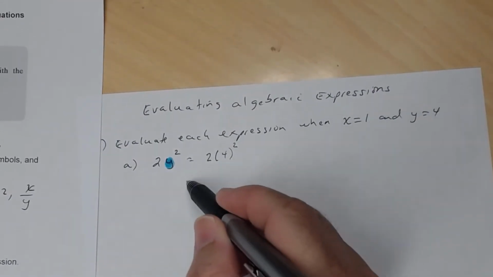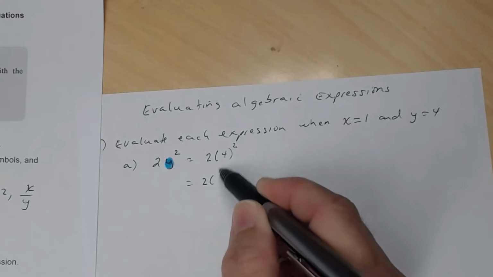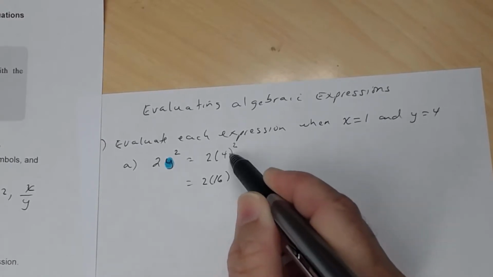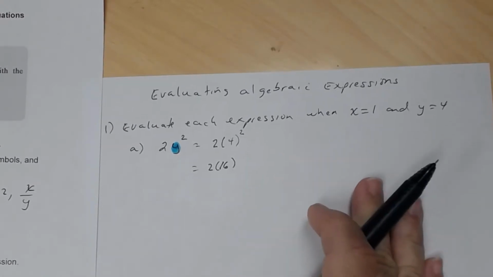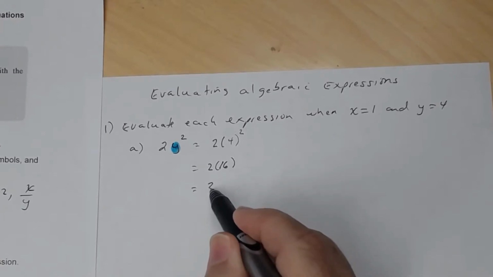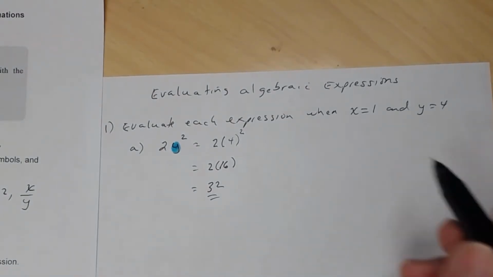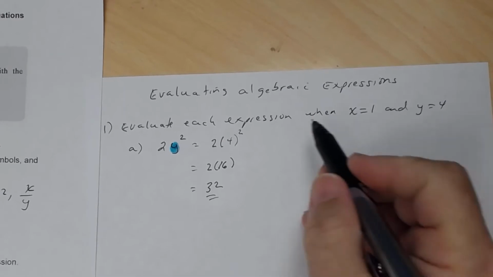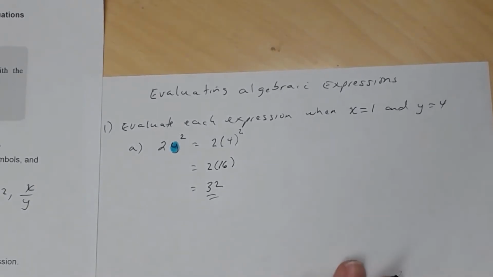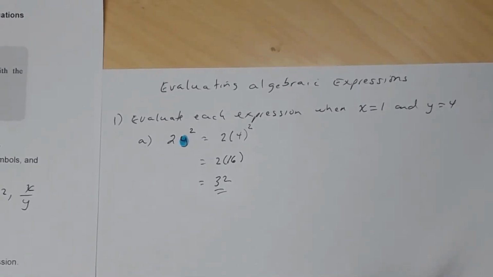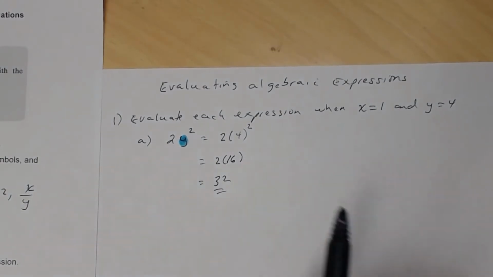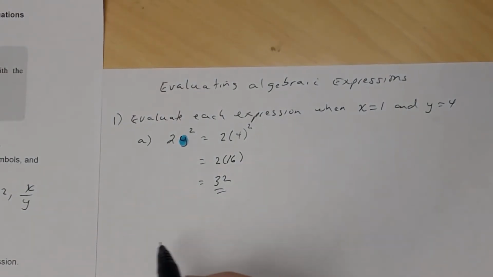Okay, so I'm going to get 2 times, and then 4 squared is 16. Remember, 4 squared means 4 times 4. And then 16 times 2 is 32. So the answer in the blank, you would say 32. So 2y squared, when y is 4, is 32. All right, let's look at B.